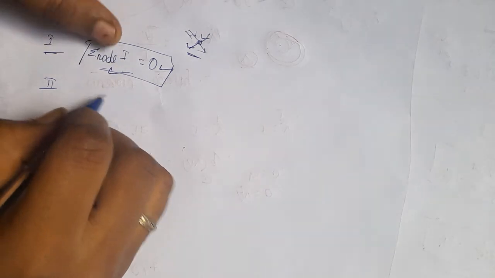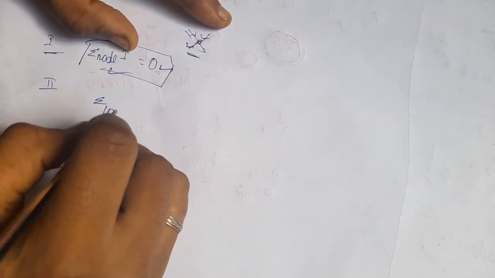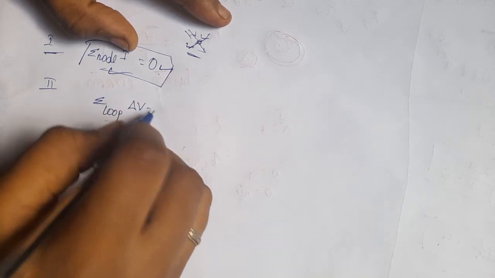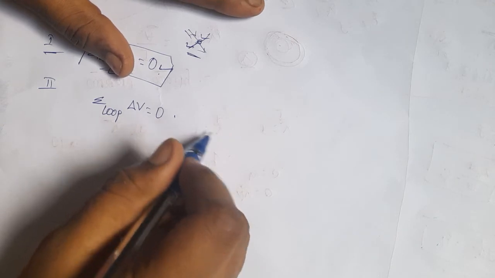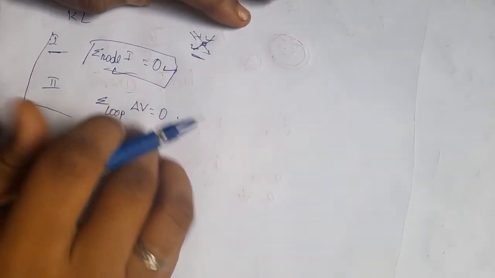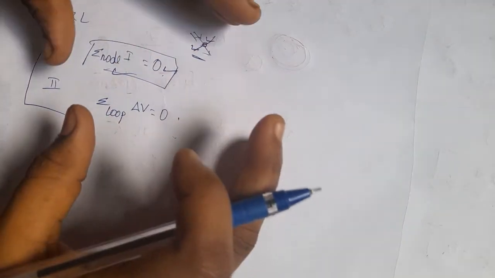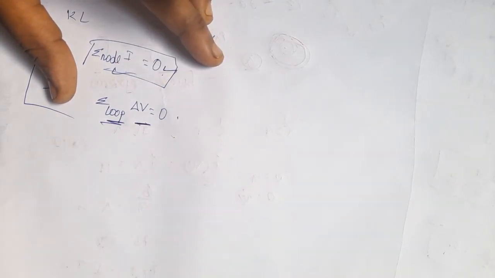Okay, so that means the same here: current, but here it is going to be voltage. This is going to be 0. What does it mean? If we consider a particular circuit, many circuit questions are based on these two laws only. So if you consider a particular loop, then the total voltage in the loop is going to be 0. Okay, and this is a diagram for the Wheatstone bridge.